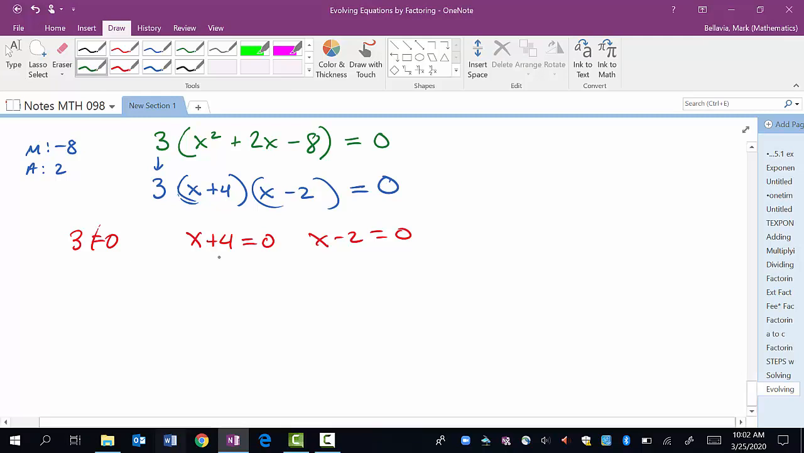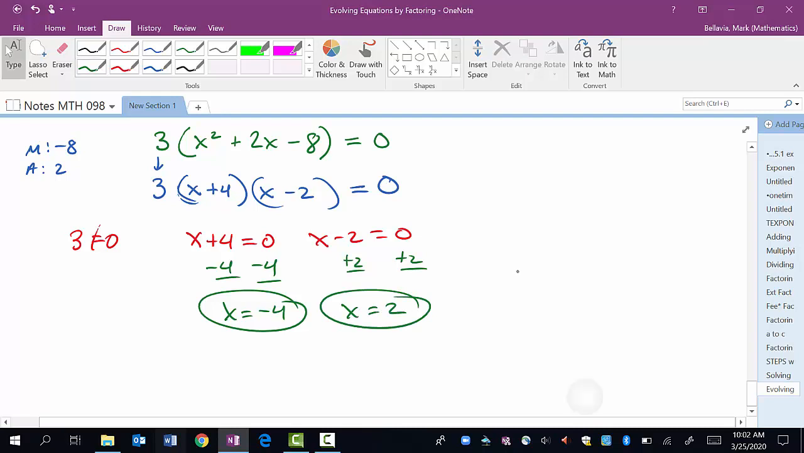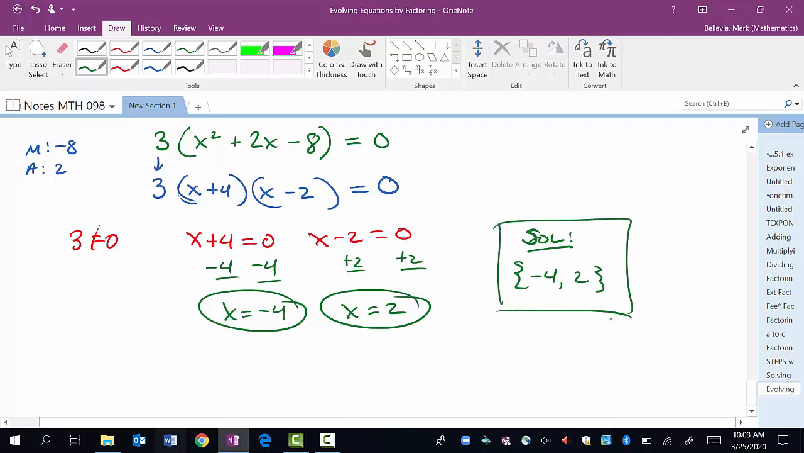And now we can solve each of these individually. Subtract 4 from each side. I get x equals negative 4. Here I'm going to add 2 to each side. I get x equals 2. So my solution set, we've got negative 4 and 2. And that's it. Do not include the 3 in there.